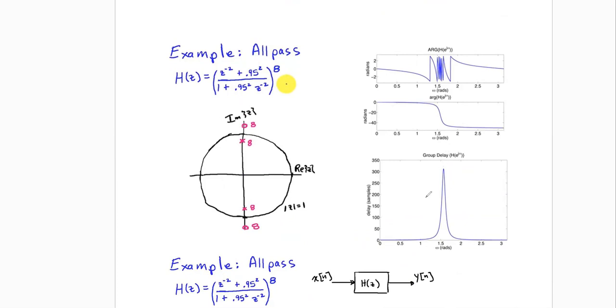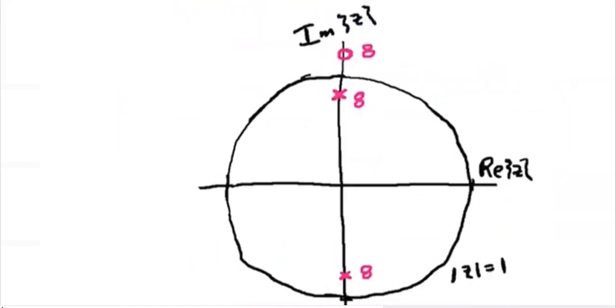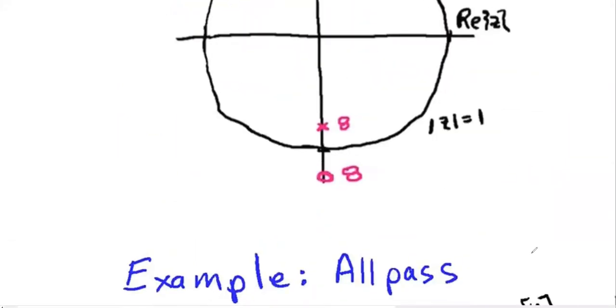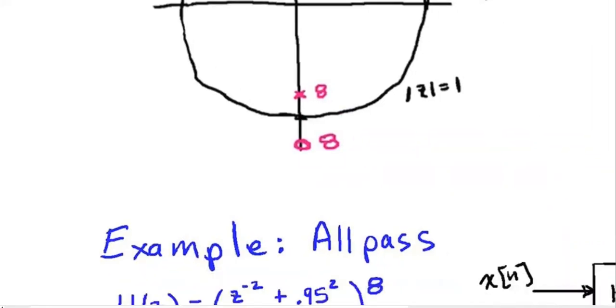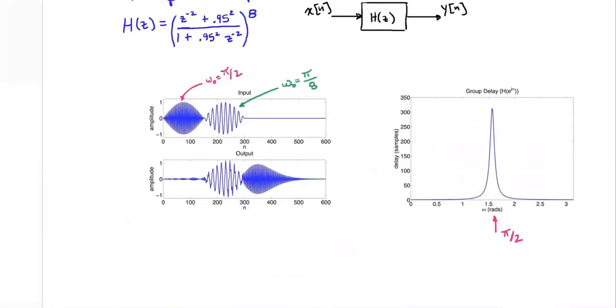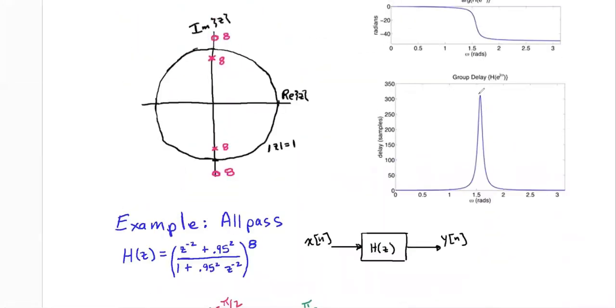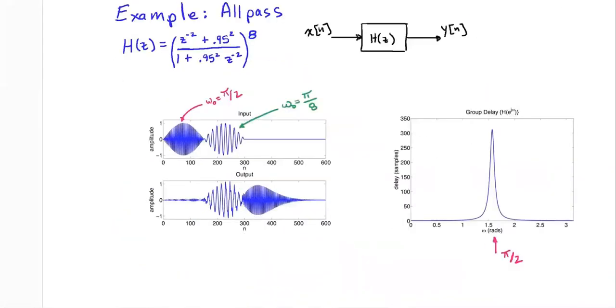So what is the group delay? We'll find this group delay. Okay, so we found the group delay. This is the group delay profile, and the group delay at this location is 300 samples. So this is a very nice example.